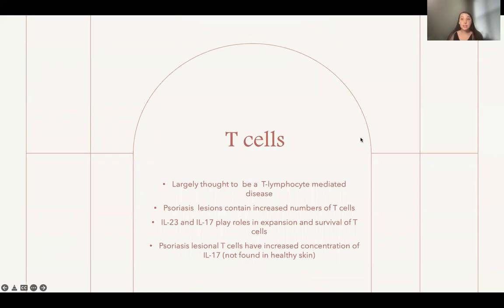So psoriasis is thought to primarily be a T lymphocyte mediated disease. The psoriatic lesions contain large numbers of T cells with an increased concentration of IL-17, which is not found in healthy skin. And IL-17, along with IL-23, play key roles in the expansion and survival of T cells, which are important in the mechanism of psoriasis.